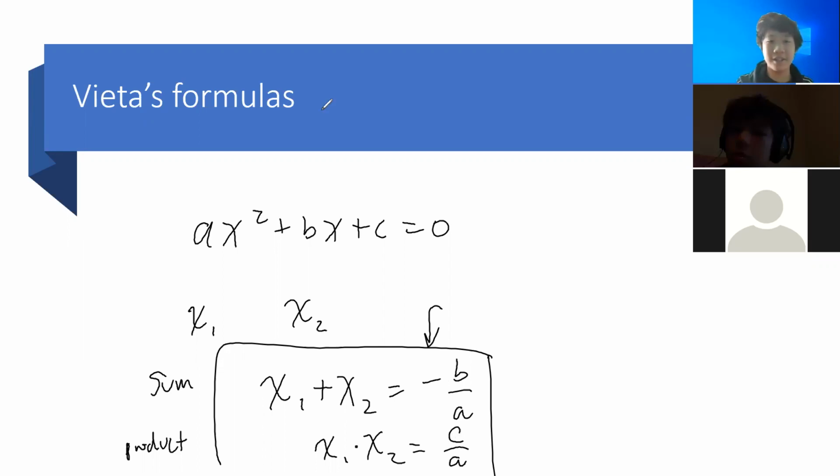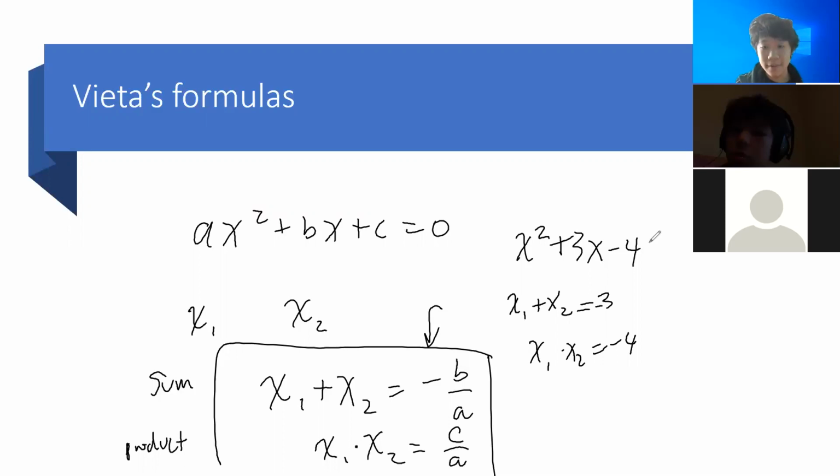So let's test Vieta's formulas out for a simple quadratic. Let's do x squared plus 3x minus 4. Vieta's formulas say that the solutions x1 plus x2 are going to equal negative b over a, so negative 3 over 1, negative 3. And it says that x1 times x2 is equal to negative 4, which is c over a. So now we just think, what two numbers add to negative 3 and multiply to negative 4? Well, it's going to be negative 4 and 1. And those are the solutions.